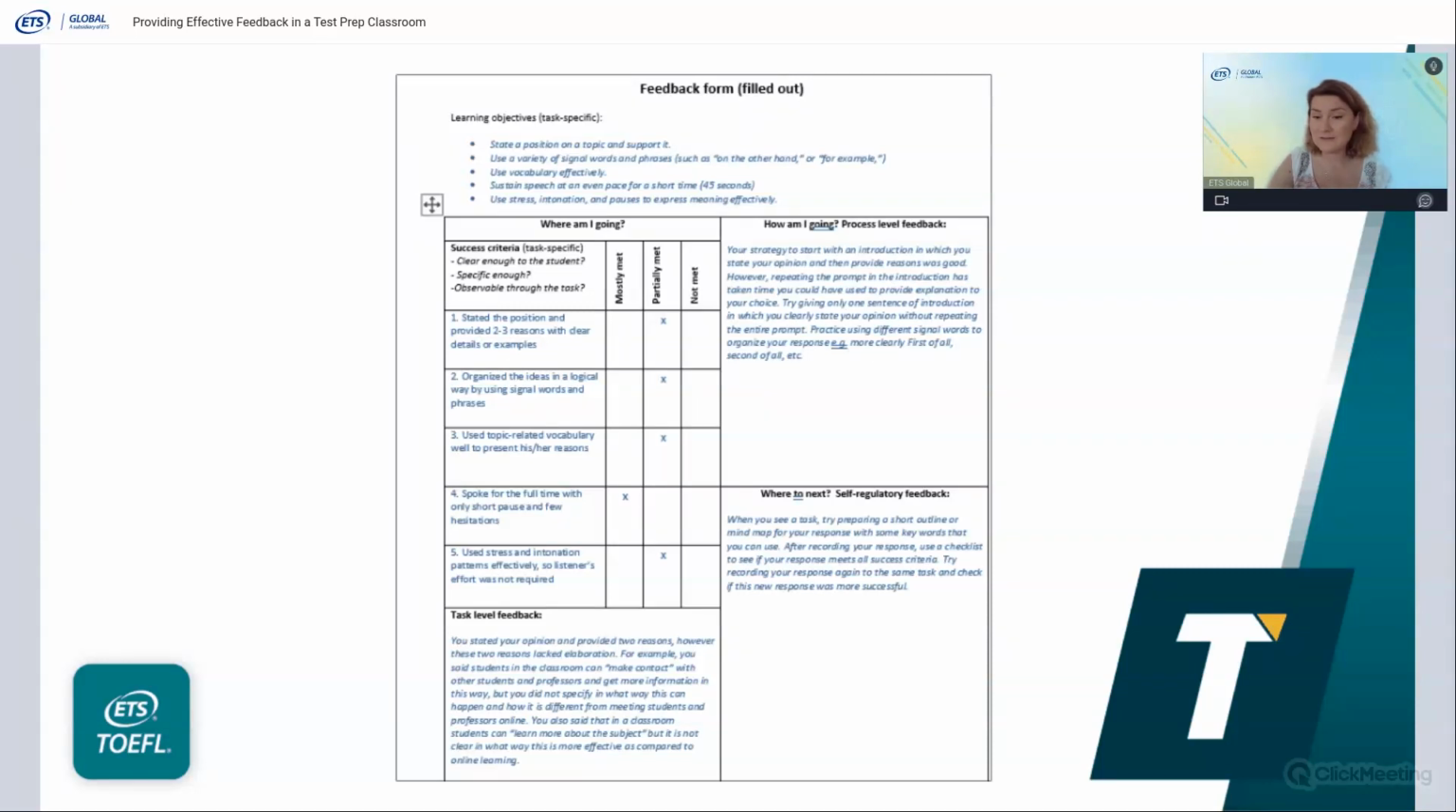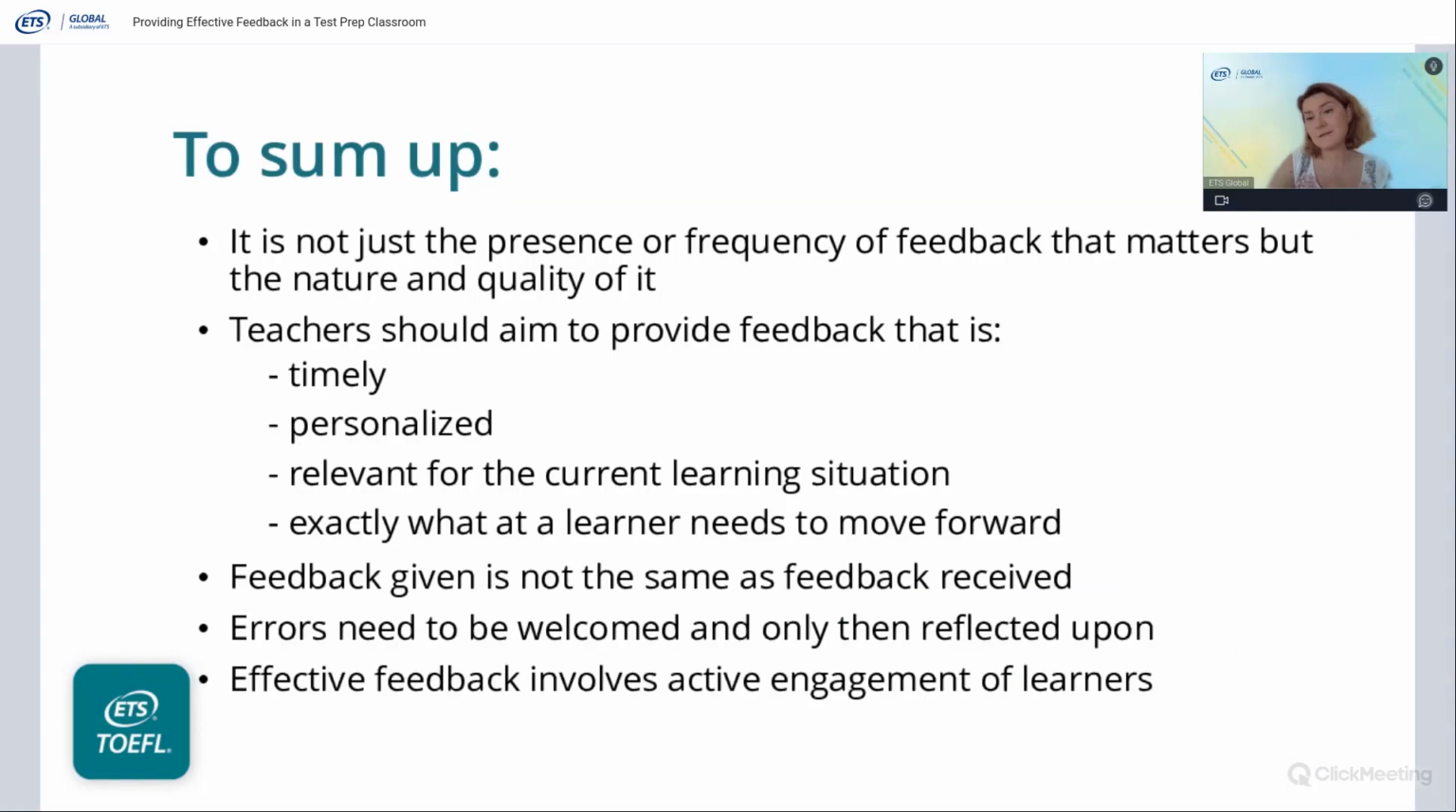information on how to improve, and it's something that students can actually work on, again assuming students need feedback, want to accept it, and so on, and all the other conditions that we talked about. So just to sum up, it's not just the presence or frequency of feedback that matters, but the nature and quality of it. Teachers should aim to provide feedback that's timely. So we want to provide this feedback when students need it.